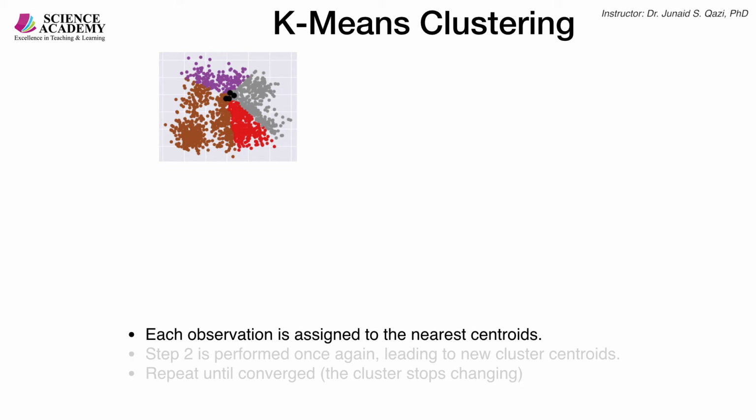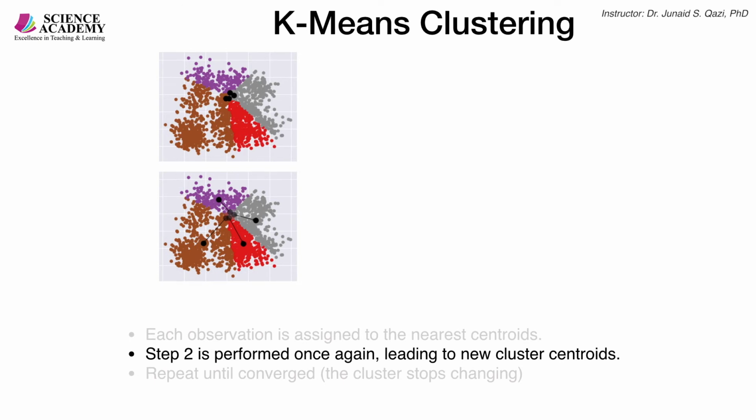We go back to the data points, and each observation, or we can say data point, is assigned to the nearest centroid. So this is the point where we can see four distinct classes in our data. But we are not done yet. We need to do more computation until the clusters stop changing. The next step is actually step 2 that we perform again, and this leads us to new cluster centroids.